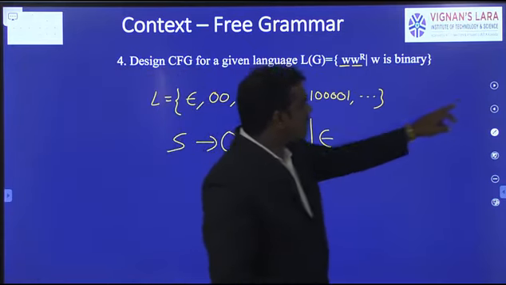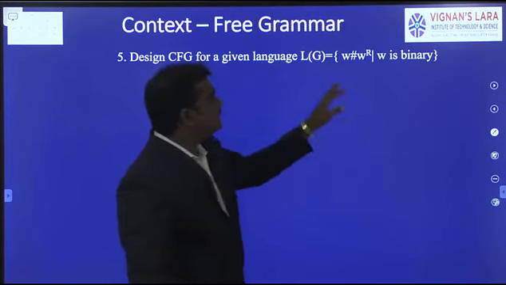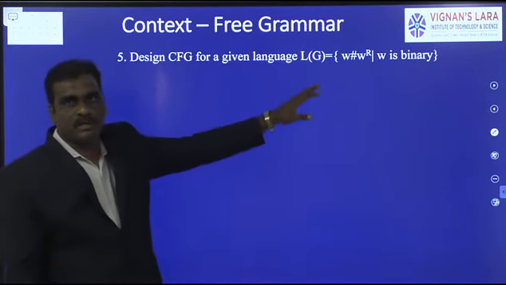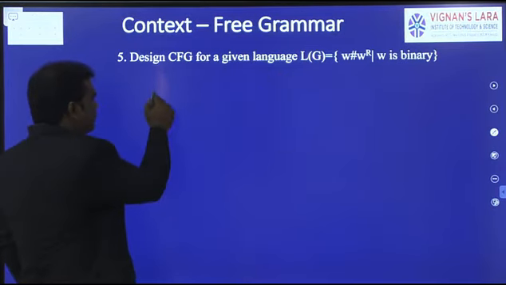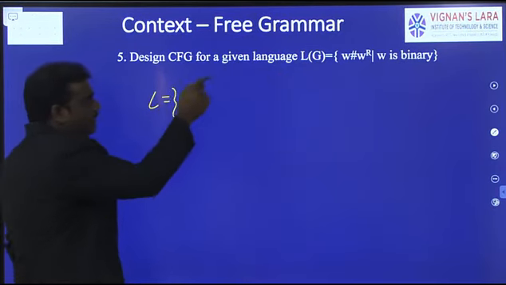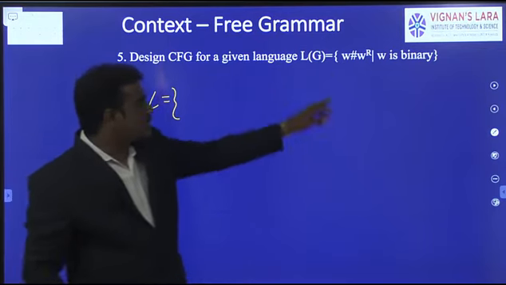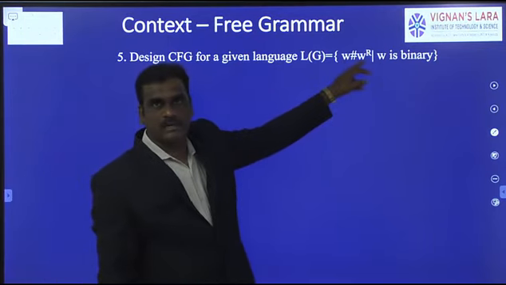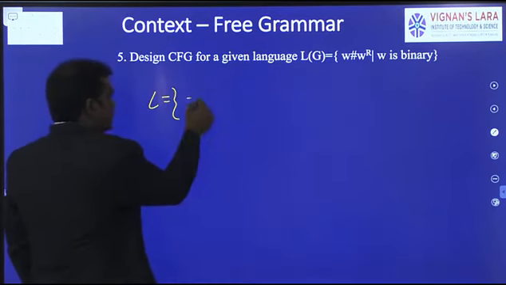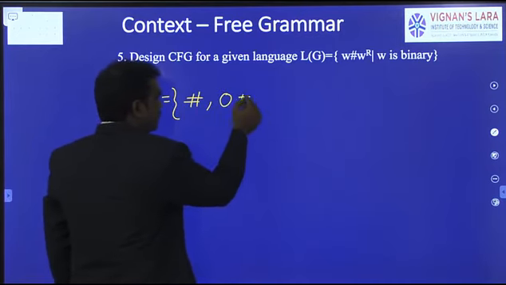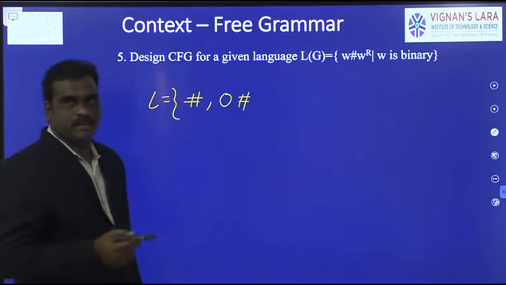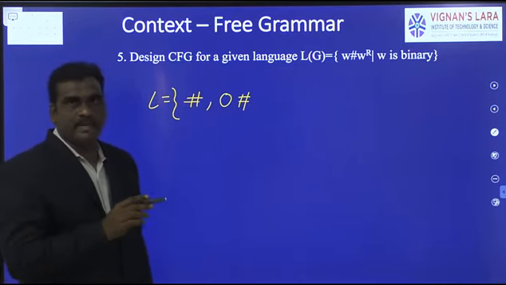In the same way, this is W hash W power R. This is nothing but an odd length palindrome. For example, if you take W, the minimum string is epsilon. This is epsilon, the reverse is also epsilon, so the string is hash. Next, take W as 0 followed by hash. Hash is a symbol; there is no meaning for R.